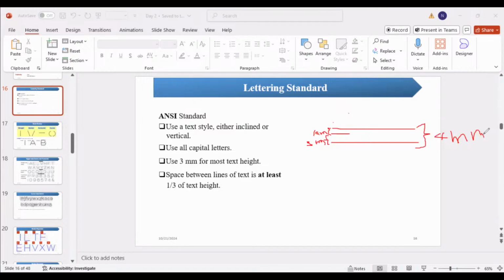At least 4 millimeters. Okay. This 1 millimeter can be changed. It can be 2 millimeter or 3 millimeter likewise. But the minimum one is 1 millimeter. So those are the lettering standards.